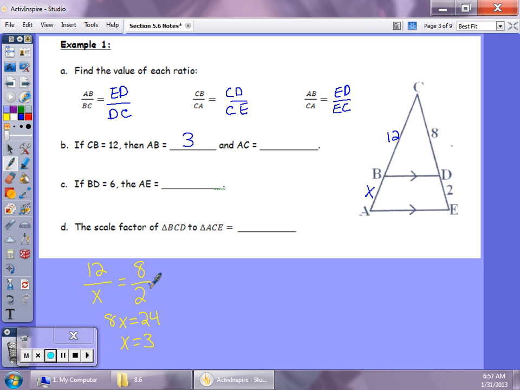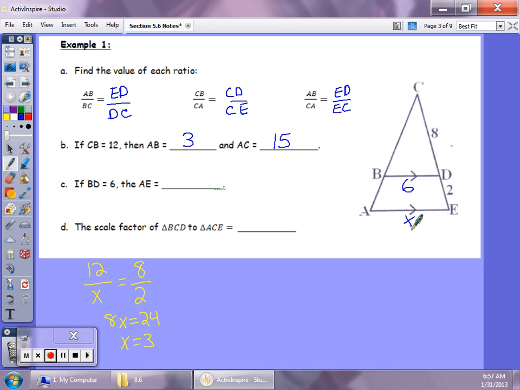We're going to use the same information to try to find AC. So for AC, we can use what we know now. We know that this equals 3. So if we add 12 and 3, we're going to see that AC is equal to 15. For example C, we are now given that BD equals 6, and we want to find AE.